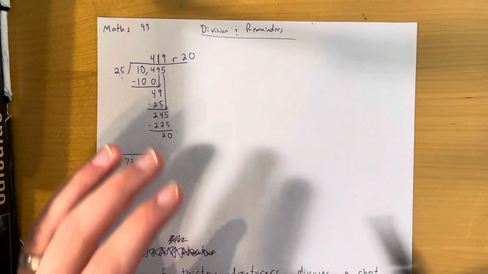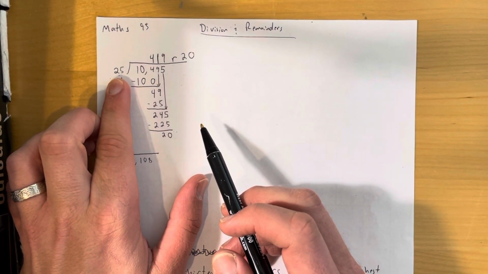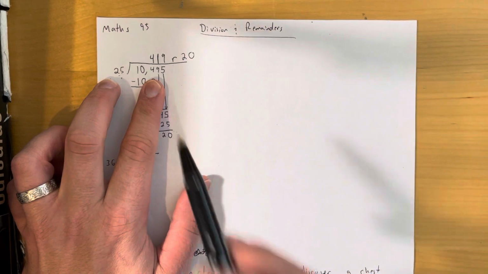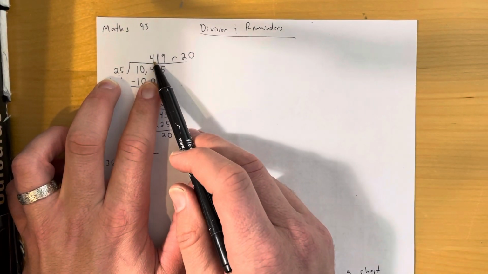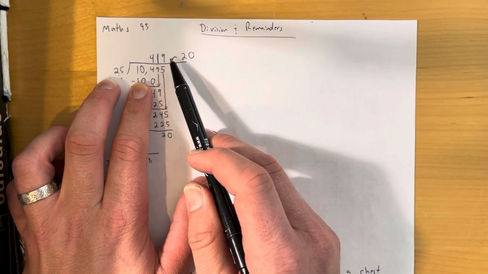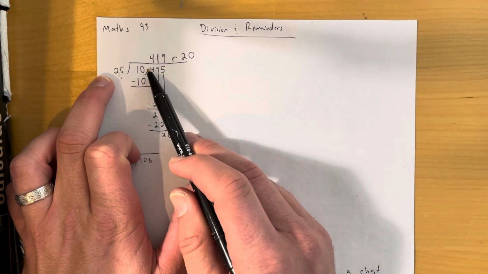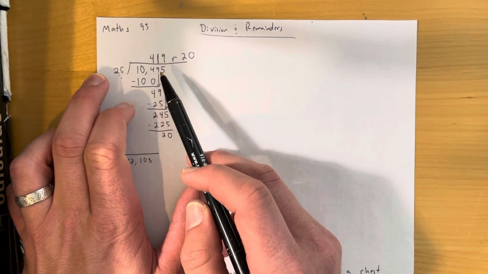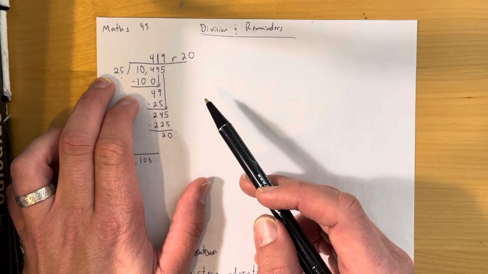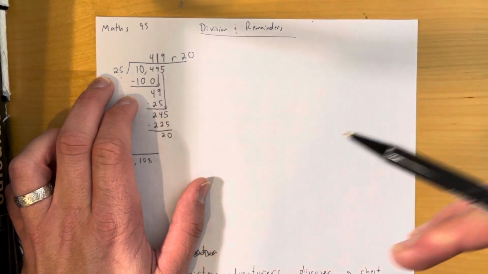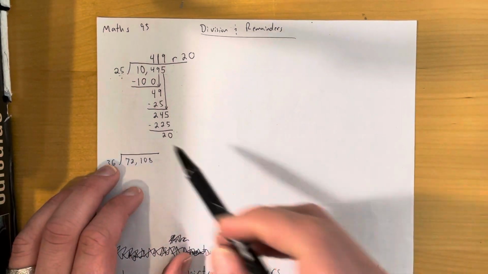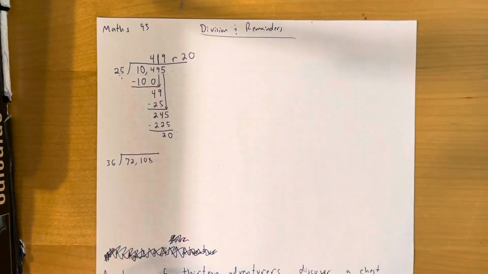So terminology, once again, I said that this thing, the 25, is called the divisor. This thing, the 10,495, is called the dividend. But in my answer, I have two more terms that are important. The 419 is what we call the quotient. It's basically how many times 25 goes into 10,495. It goes in 419 times. However, it doesn't go in exactly 419 times. It goes in 419 times, and then there's a little bit left over, and the remainder is that little bit left over, 20.